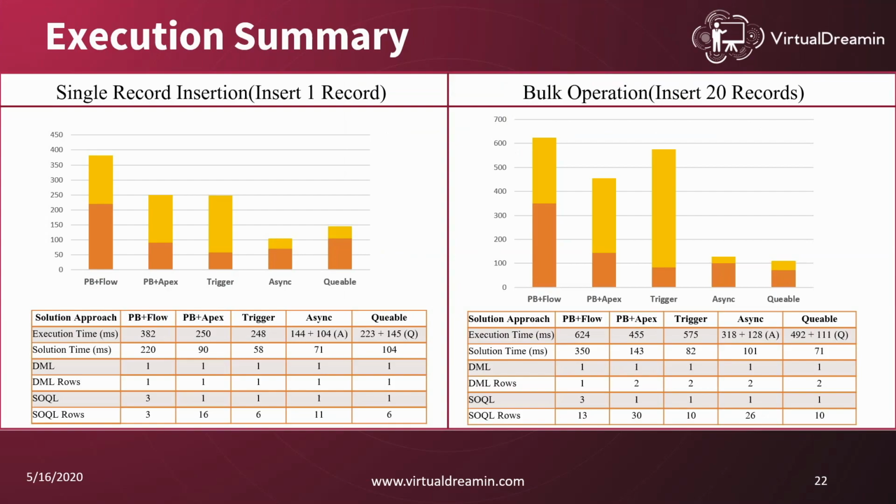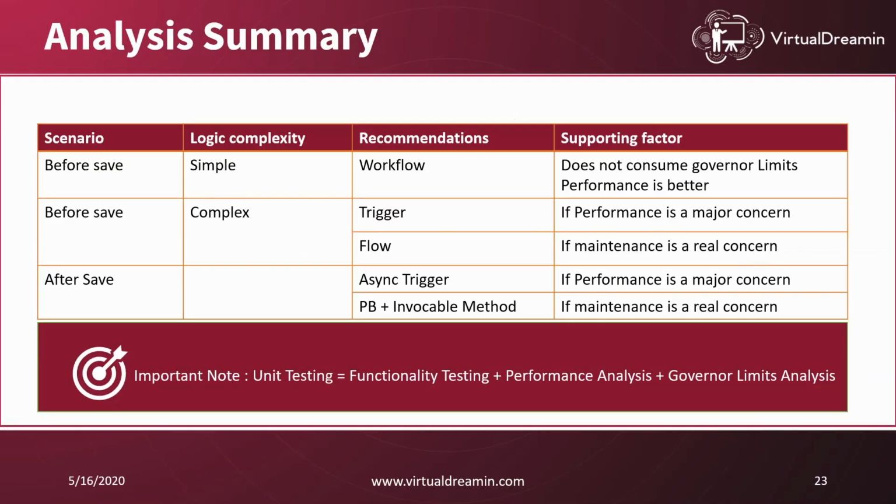Here it is clearly visible that async and queueable operations are consuming very little time. So definitely, if you are still within the governor limits of async and queueable Apex, you can use async. I think even queueable has some governor limits. That is, in a single transaction, you can have a maximum of only 50 queueable Apex jobs getting executed. Let us see the analysis summary.